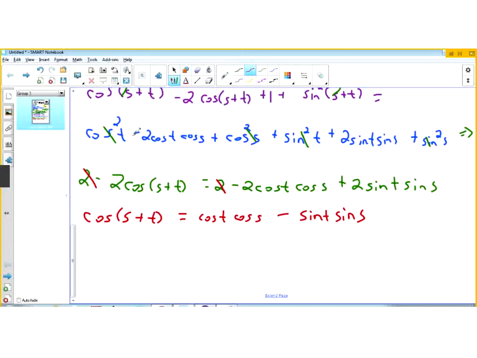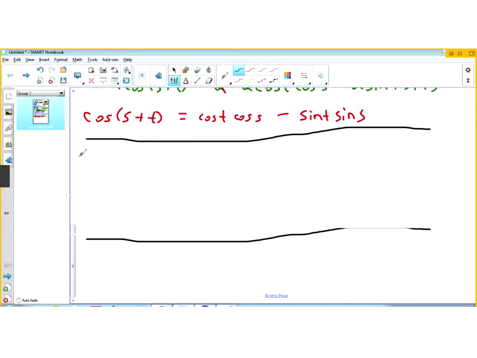Okay, so now, how about the cosine of a difference? I believe that maybe worked in your book as well. So we're interested next in the cosine of a difference of two numbers. So cosine of, say, s minus t, what would that be?